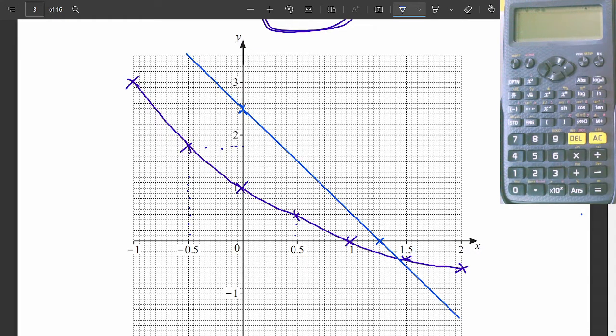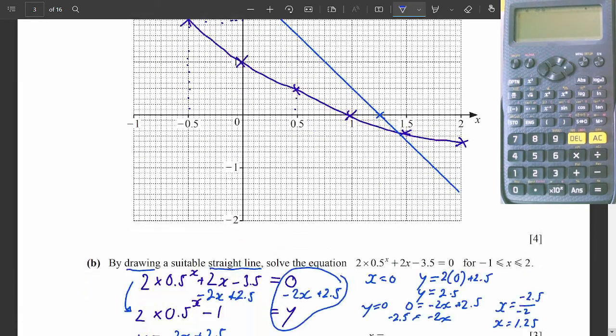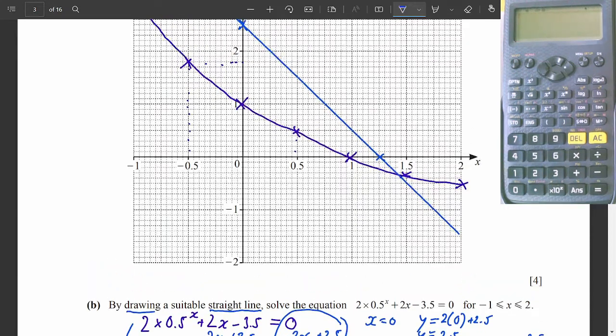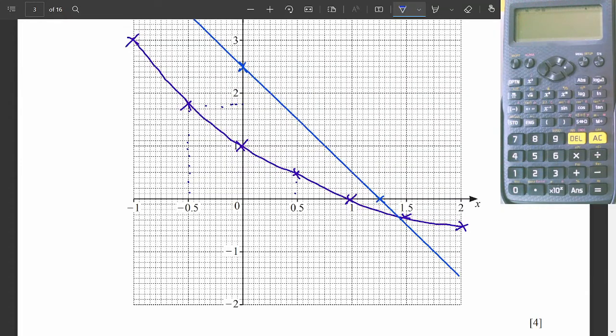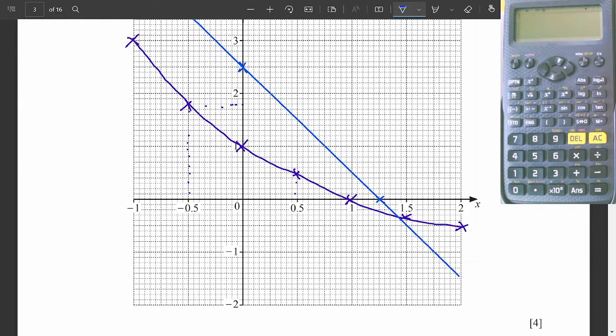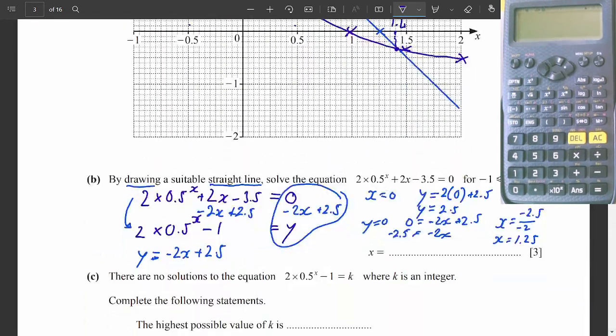Okay, so what's next? By drawing a suitable straight line, solve the equation. Okay, now that's solving simultaneous equations. We've got 2 equations. The solution is where the 2 graphs cross. So this is where my solution is. So I just need to go from there to the x line. So we got x equals, okay, look carefully at the intervals on this axis. Each 2 squares counts for 0.1. So this will be 1.4. So x equals 1.4.